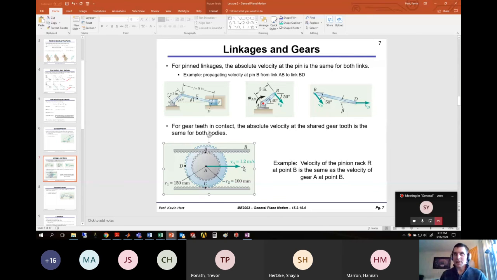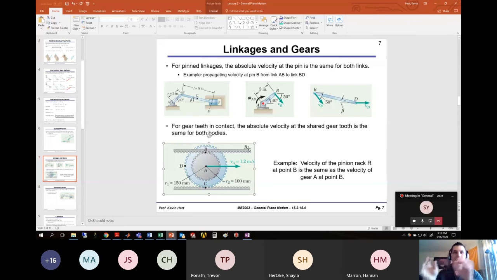Same idea goes for something like a rack and pinion, where if you have a rack here R and a pinion gear or a compound gear here, it looks like gear A, B, C, D, that if these two pieces are in contact with each other at, let's say, point B, or here this bottom rack in contact at point C, that if you're going to separate these two pieces and look at just the rack or just the pinion, the velocity at the point on the pinion is the same as the velocity of point B on the rack.